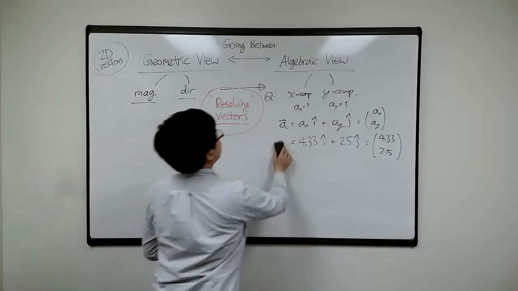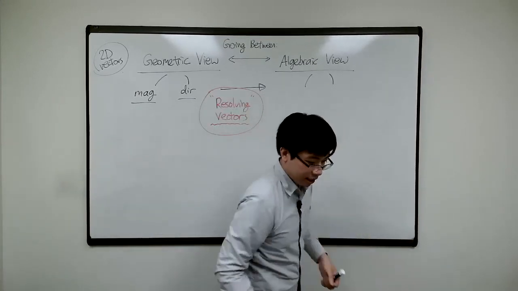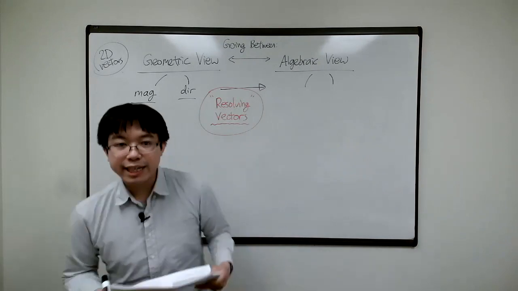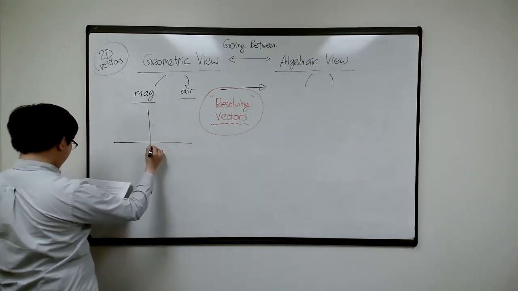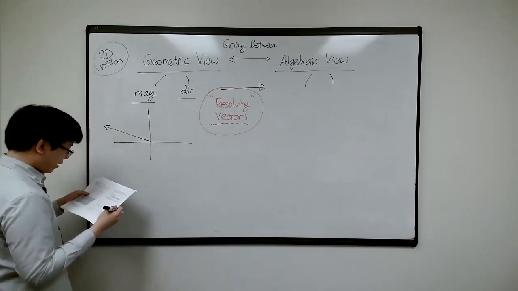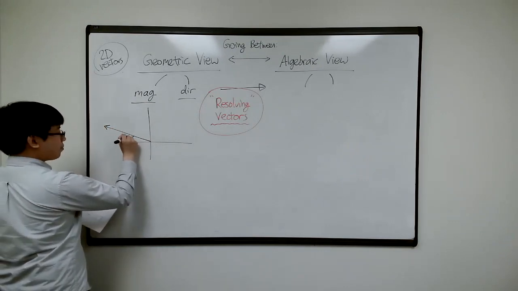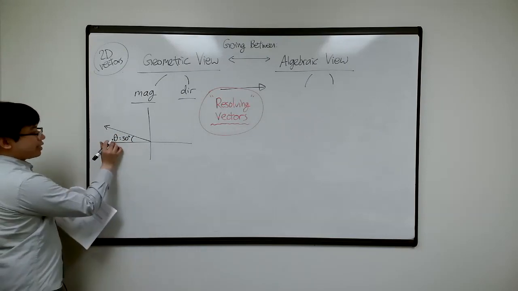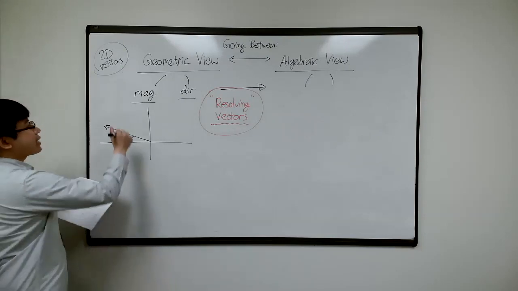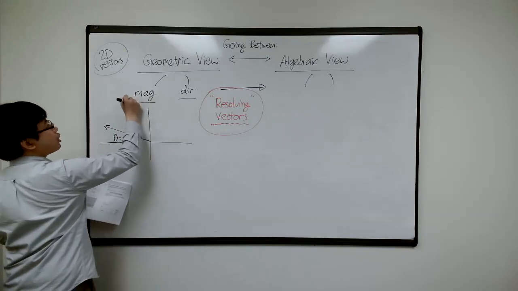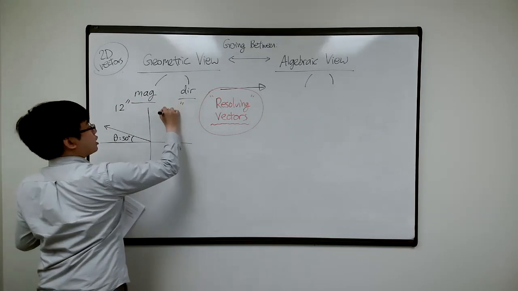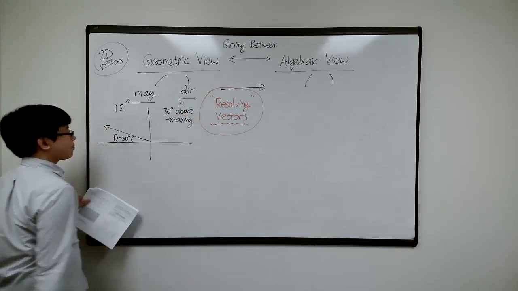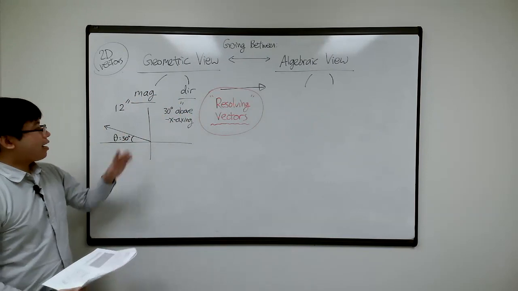Right, so let's try another one. Let's try one pointing in a different quadrant, right? So let's have one pointing actually this way. Again, we'll use an easy angle. We'll use 30 degrees this way, so you can call this theta. Sometimes you can give it a name, theta, like this. And it has a magnitude of 12 units, and the direction is 30 degrees above the negative x-axis. As you can see, all three pieces of information, I've defined it, right?